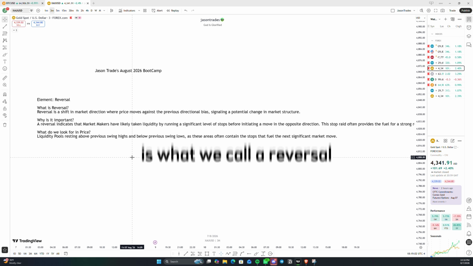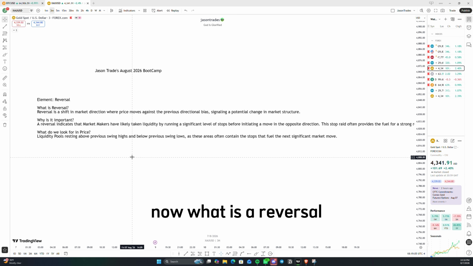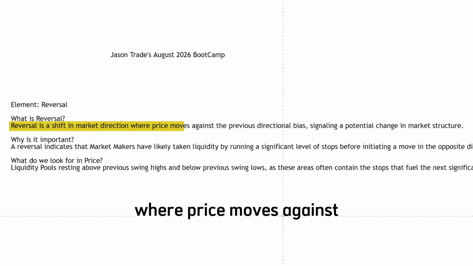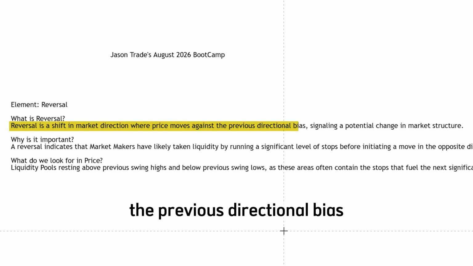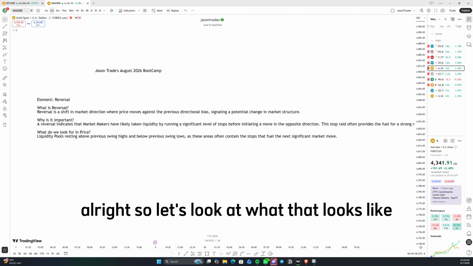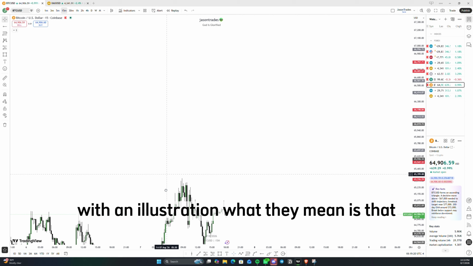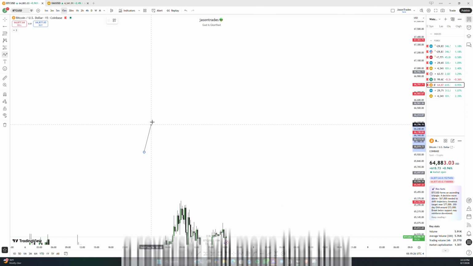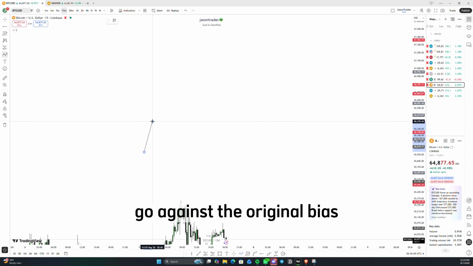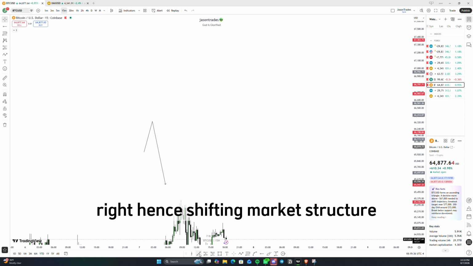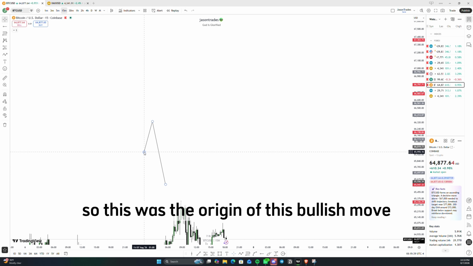The next element is what we call a reversal. Now, what is a reversal? A reversal is a shift in market direction where price moves against the previous directional bias, signaling a potential change in market structure, right? So let's look at what that looks like with an illustration. What they mean is that if the market is moving in a bullish direction, a reversal would mean that it goes against the original bias, which was bullish, and switches into a bearish trend, hence shifting market structure.